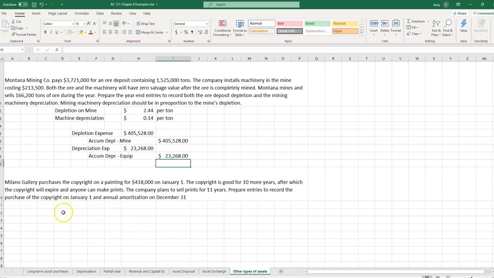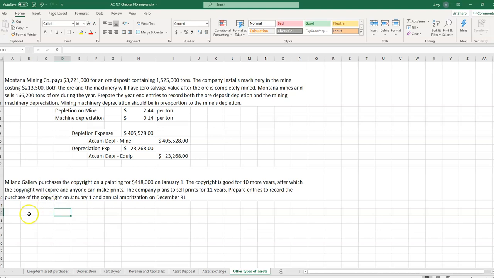Our last example looks at copyright. So we have an art gallery that has purchased the copyright on a painting that is still good for 10 more years. After those 10 years, the copyright expires, which means that the painting becomes public domain and anyone can make copies of it. So we paid $418,000 for that copyright.